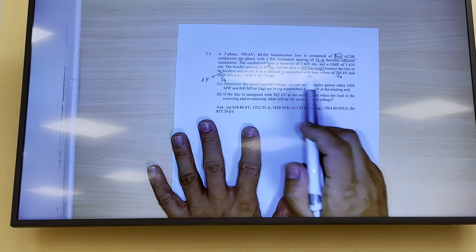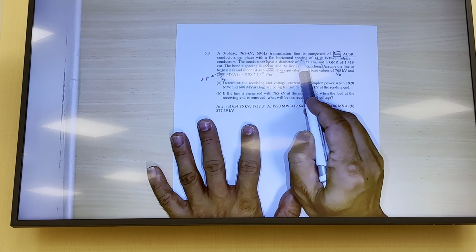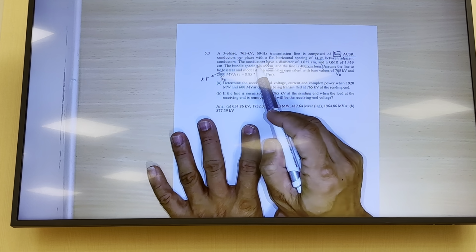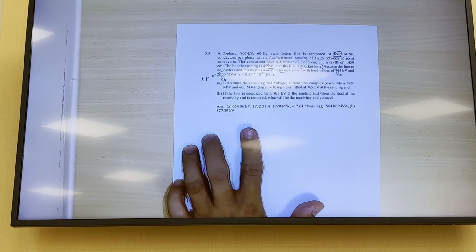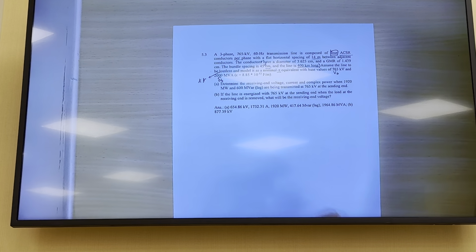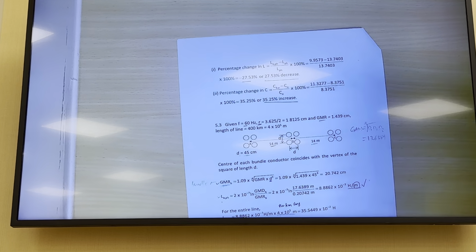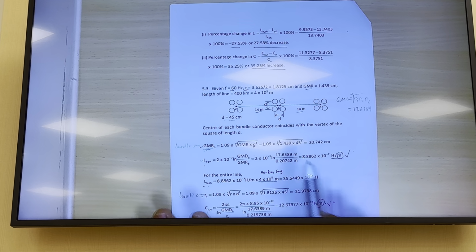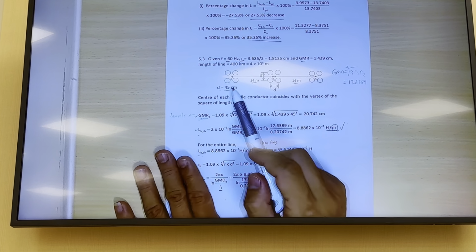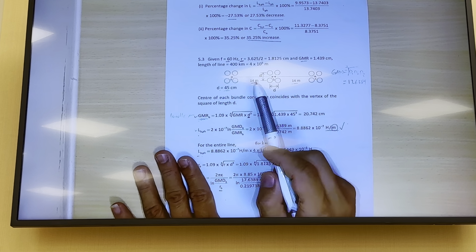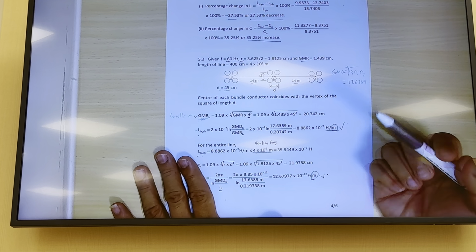Let's see. This one is also a flat horizontal spacing. The conductor diameter and other values are given. First of all, let's calculate. This is a 4 bundle, the 4 bundled conductors, with flat spacing. The spacing is 14 meters and 14 meters, so phase A to C will be 28 meters.